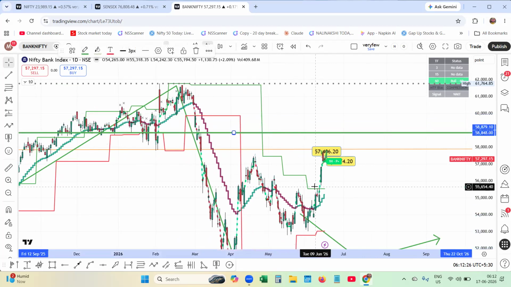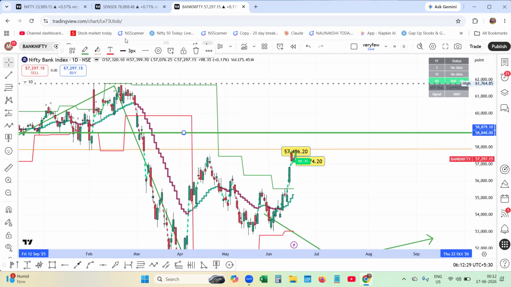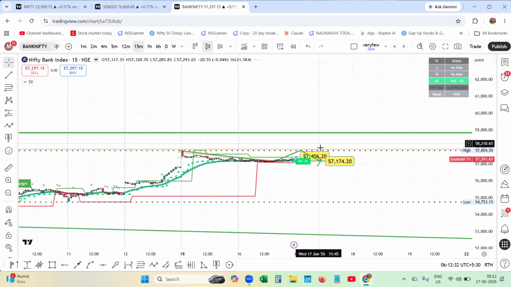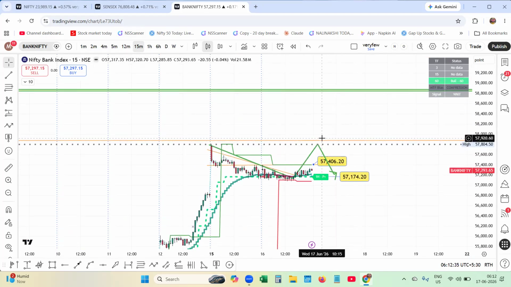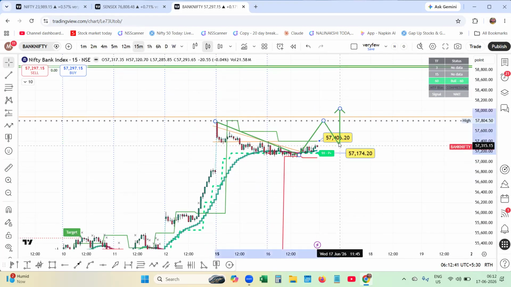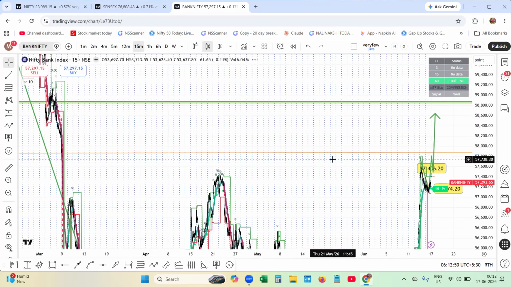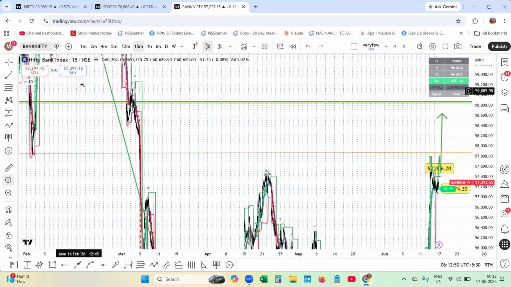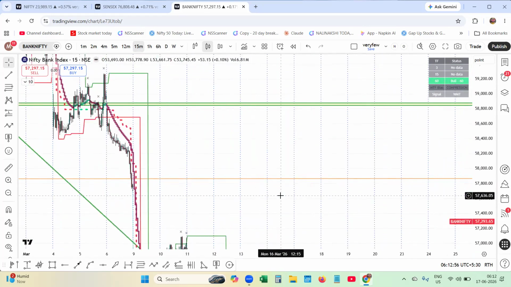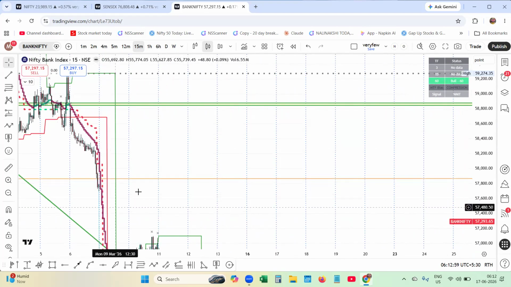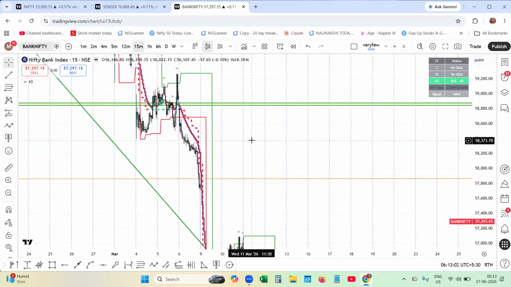Around this level, 58,859, or if I go to the 15 minutes time frame, this may act as resistance. It's an M pattern, or it can be a continuation of the pattern to this level. The Bank Nifty can also move to this target, and if I zoom it out here, this is the breakdown. You can see the complete breakdown from this level, 58,343.